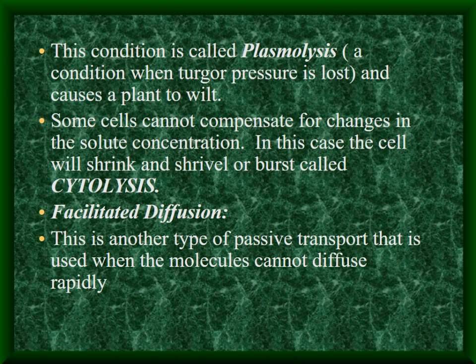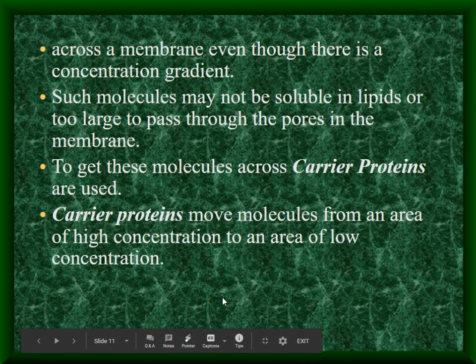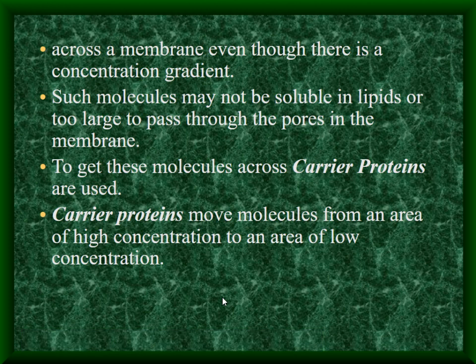Facilitated diffusion is a type of passive transport where the molecules cannot diffuse rapidly across the membrane, even though there is a concentration gradient. Such molecules may not be soluble in lipids, or they're too large to pass through the pores of the membrane. This means that to get these molecules across, carrier proteins have to be used.